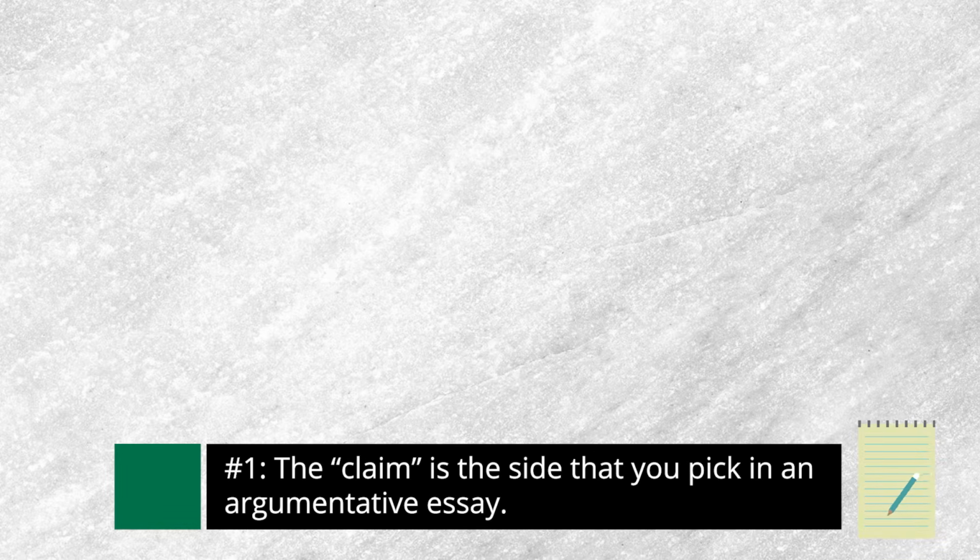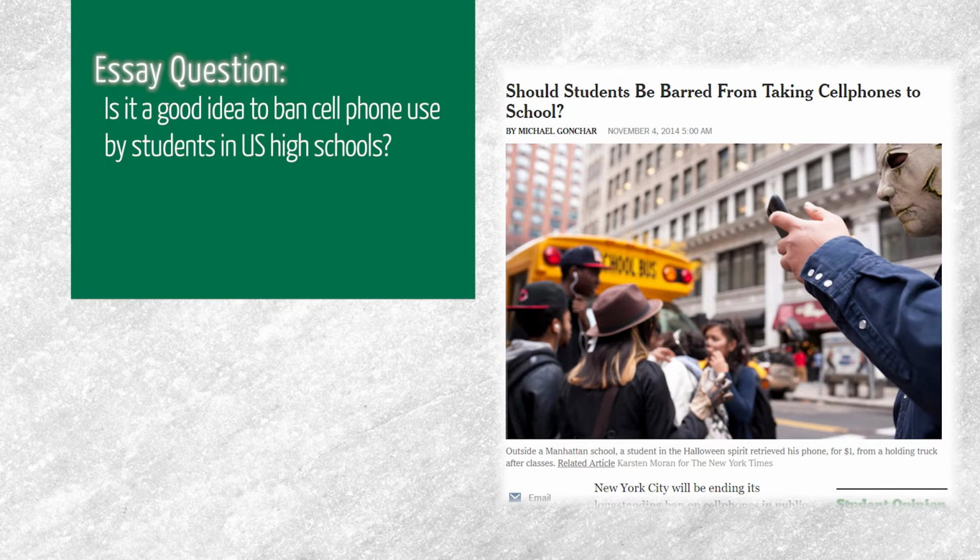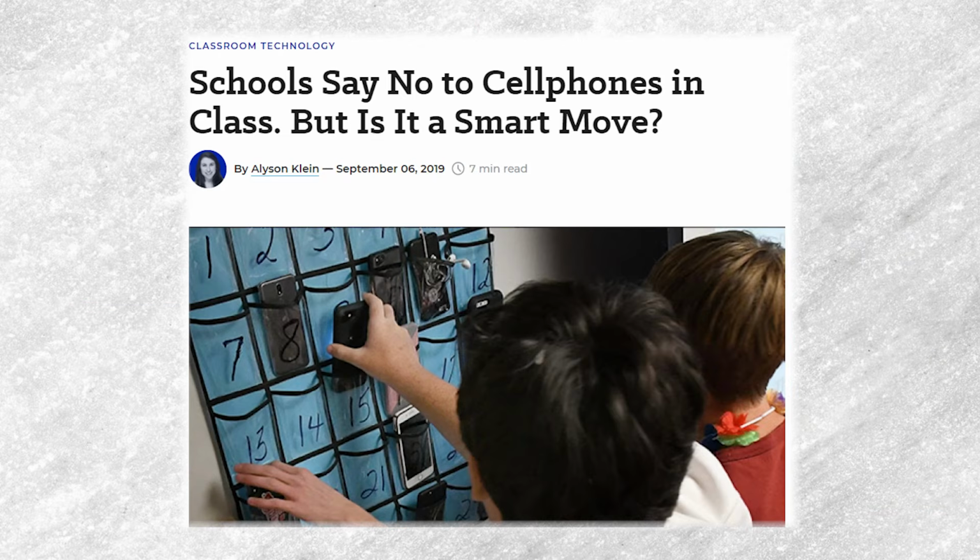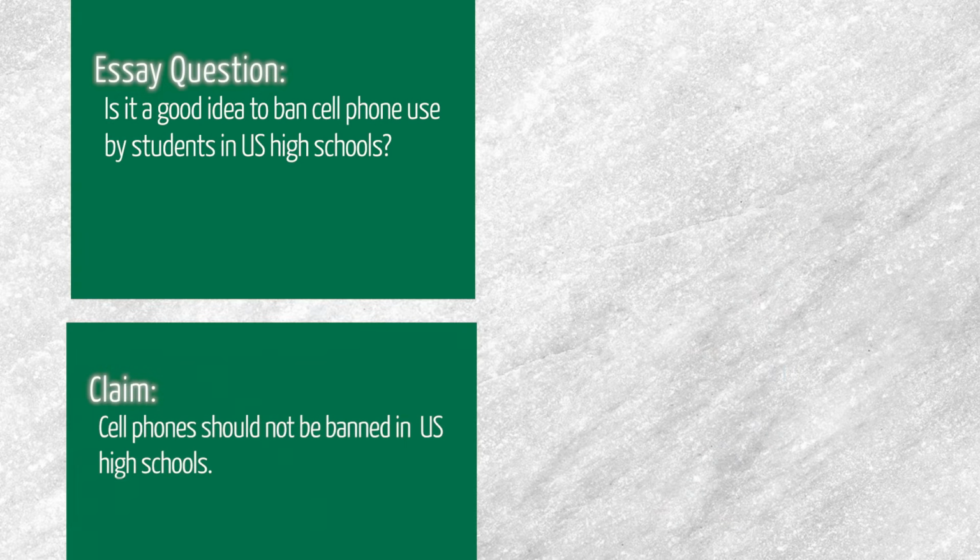Point one for today's discussion is that your claim, at its most basic, is just the side that you pick to take in an argument. Let's say that I am tasked with writing this topic: Is it a good idea to ban cell phone use by students in U.S. high schools? Let's say that I don't personally think it's a good idea to completely ban cell phone use from high schoolers. So the start of my claim may be, cell phones should not be banned in U.S. high schools. In that claim, I clearly state my point, and I'm pretty firm about it, which I'll talk a little bit more on later, but for now, just note that I clearly stated my point, and that's my claim.